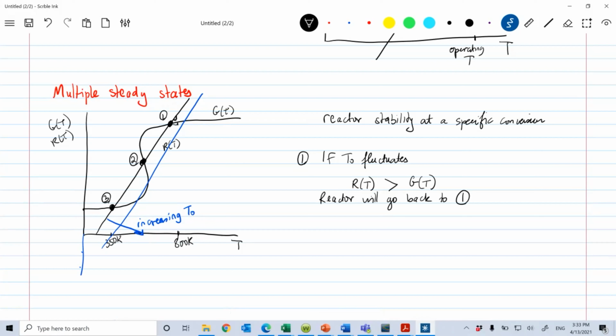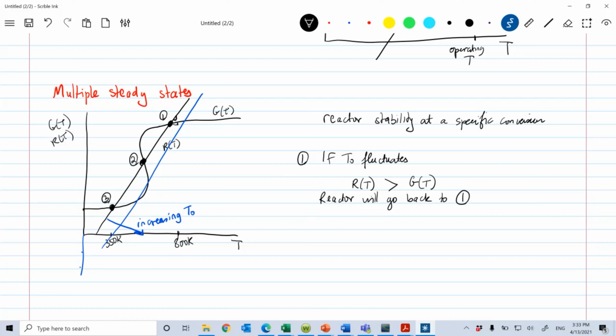Okay. Similarly, if the fluctuation is in the negative, as in if T naught goes down, the heat generated is higher than the heat removed, then it's going to go back to point 1 again. So you can say here that point 1 is stable. So any fluctuations, that steady state will remain; it will go back to that steady state from any fluctuation in temperature.